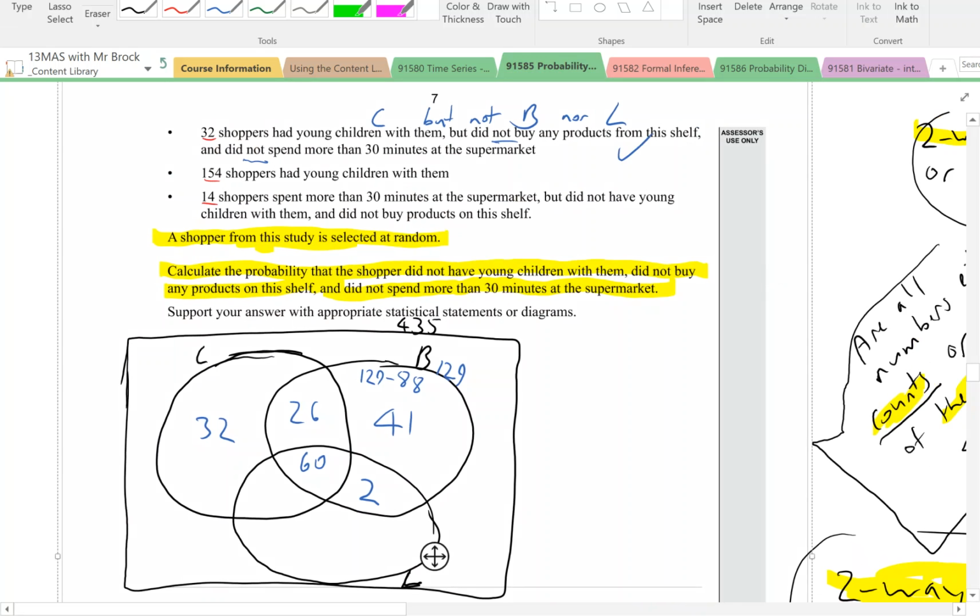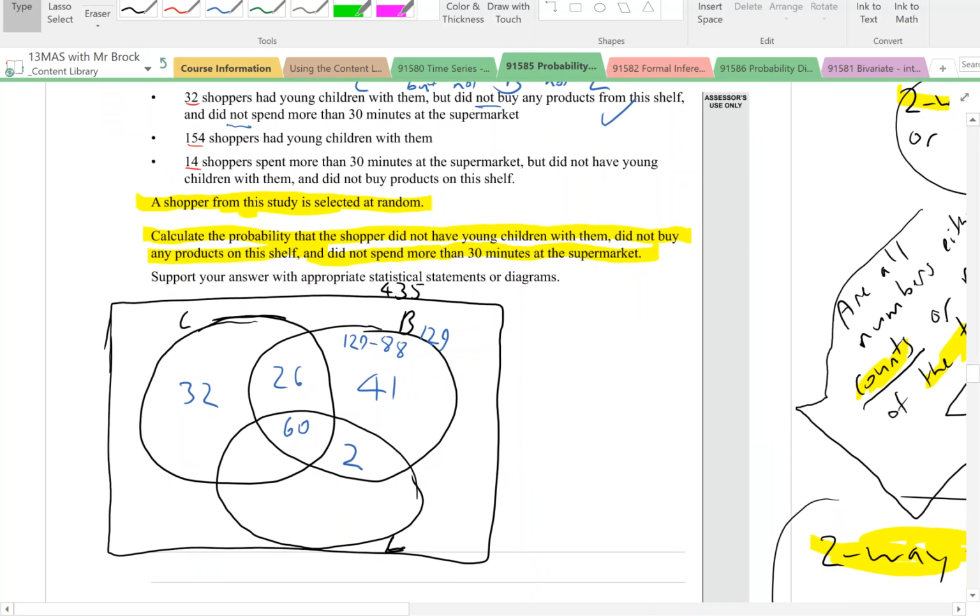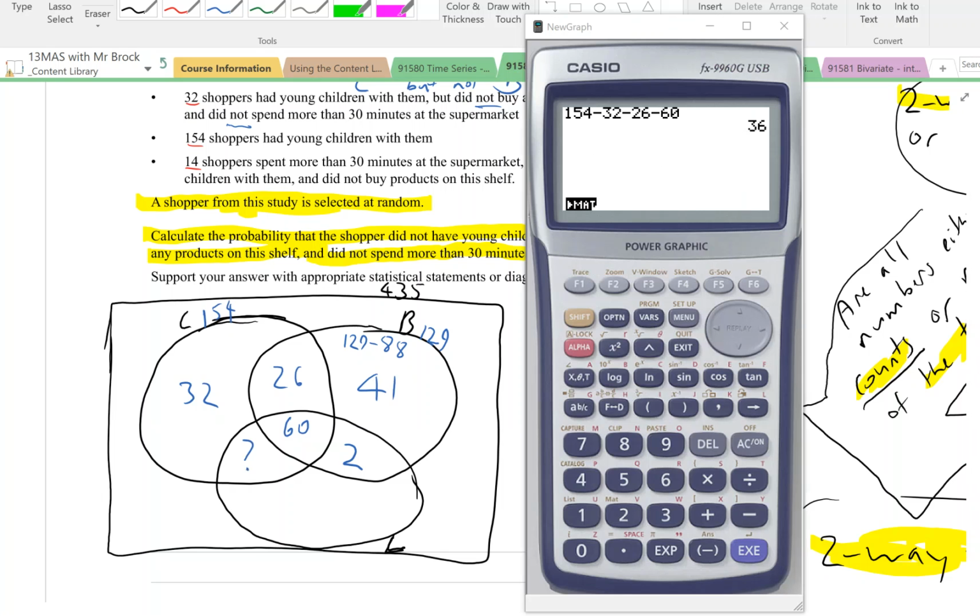Okay, if you haven't had a go yet, see if you can do the rest yourself. 154 shoppers had young children with them. So that means that the total for the C circle is 154, and we want to split that between those 1, 2, 3, 4 regions. So what number is going to go in here? You work it out. And it should be 36.